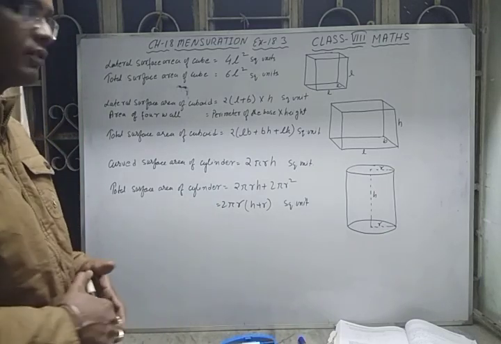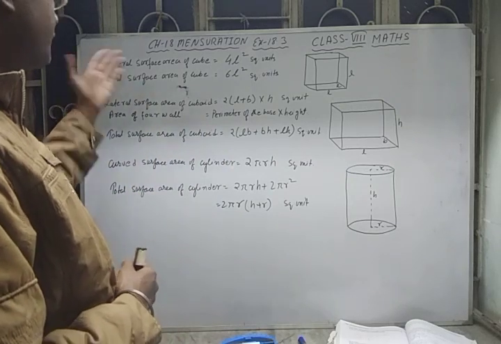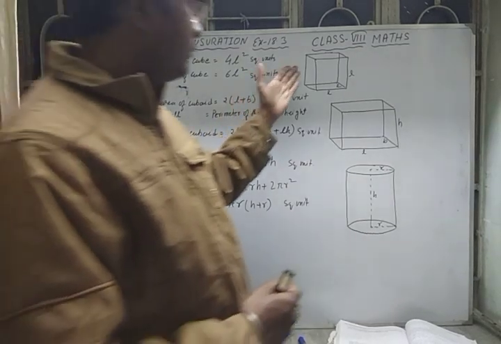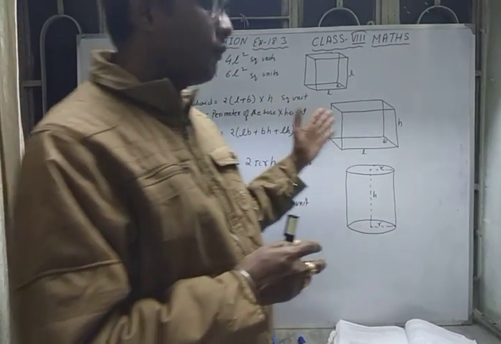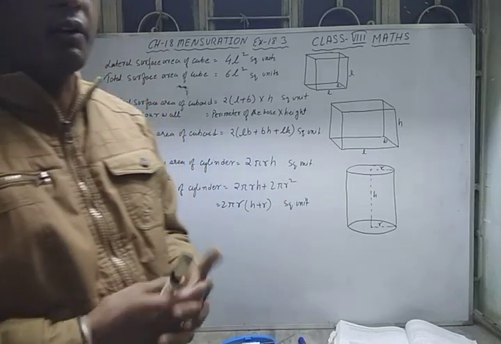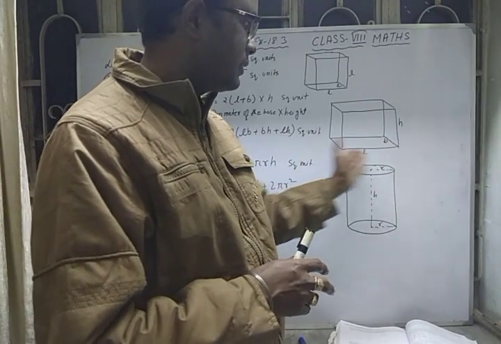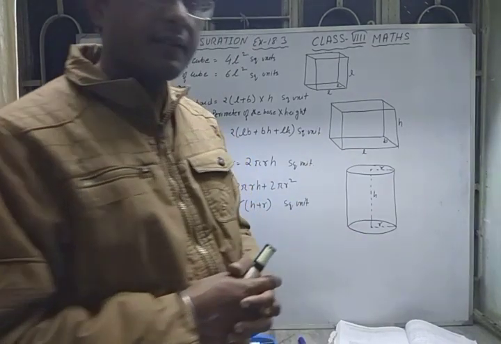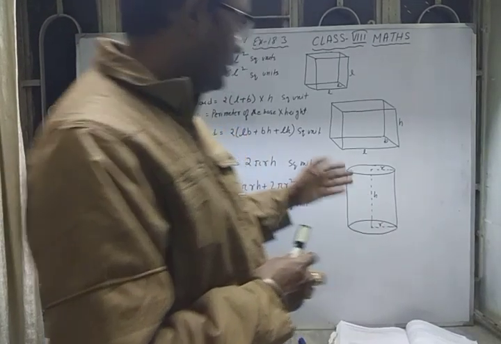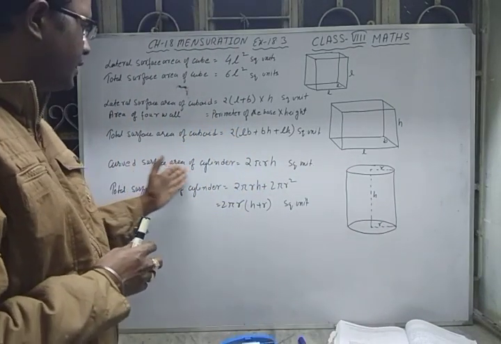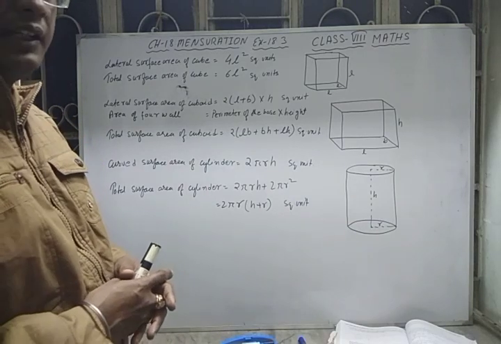Now the next is about the cylinder. In case of a cylinder, we don't say the lateral surface area, because in a cuboid you have four walls, and all the four walls are of square or rectangular shape. But in case of a cylinder, the area of this outer surface is round in shape. So in this case we say curved surface area of the cylinder. In short form we can also write CSA.